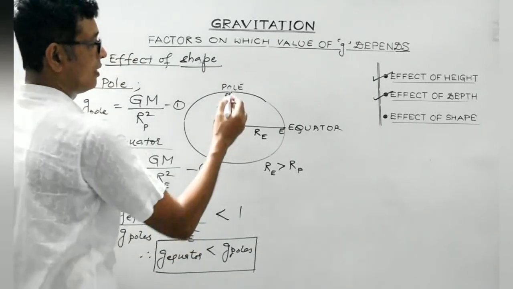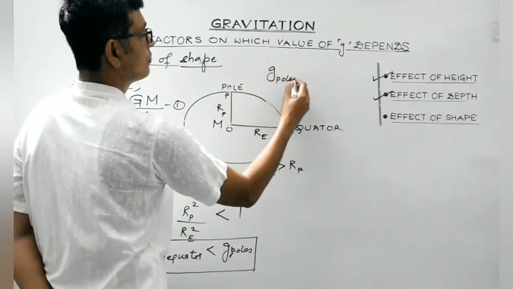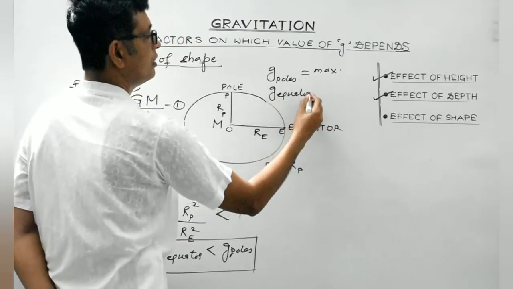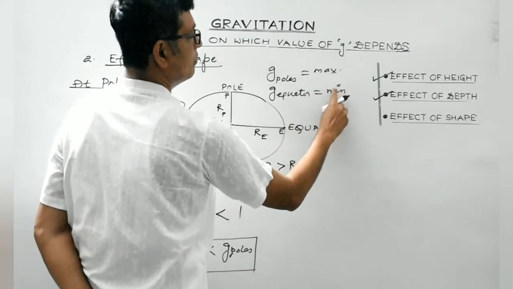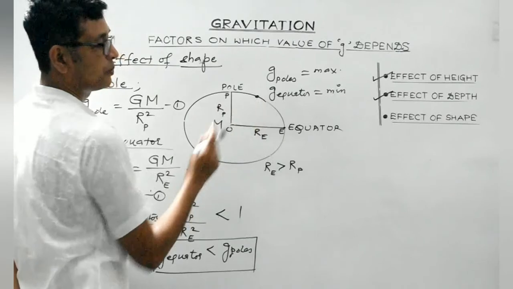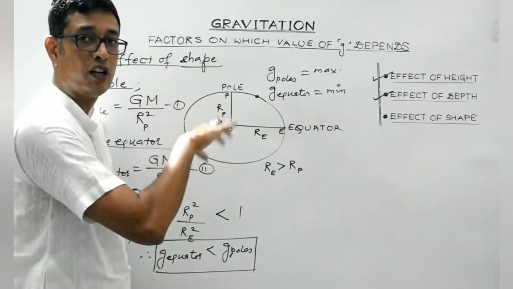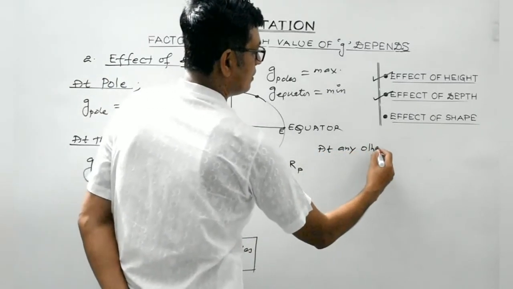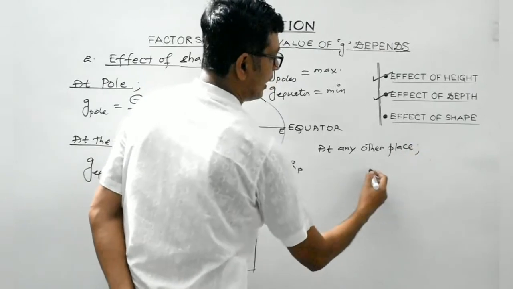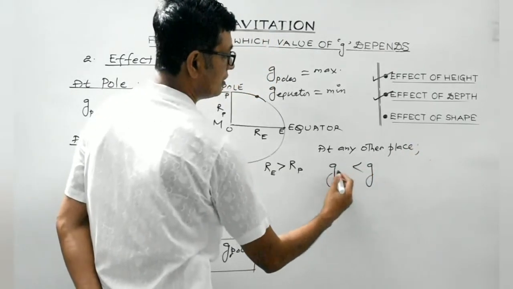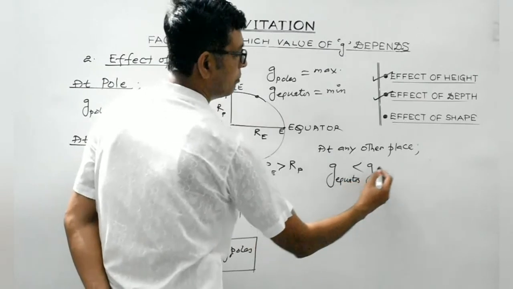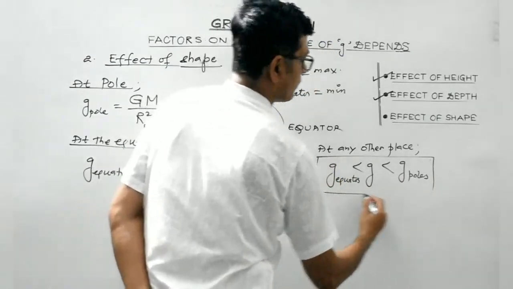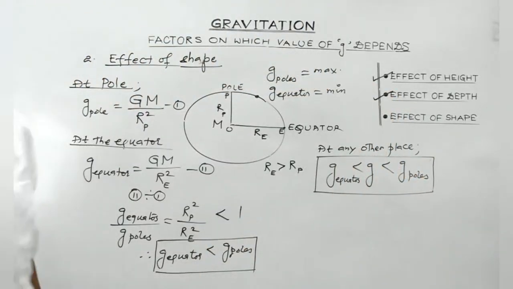So basically, g pole, it is maximum. g equator, it is minimum. And at any other place, suppose at this place, which neither lies on the pole or at the equator, the value of acceleration due to gravity would be greater than that of equator, but less than that at the poles. Right? So this was the important conclusion.